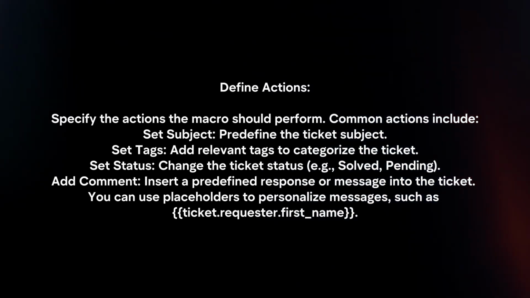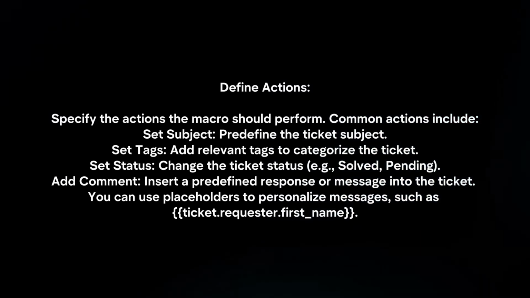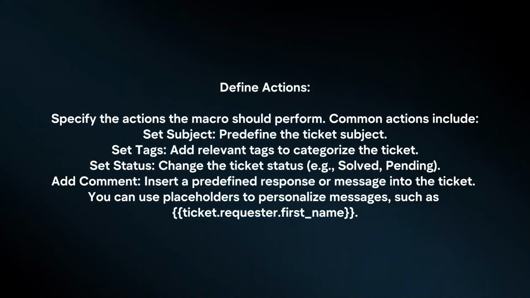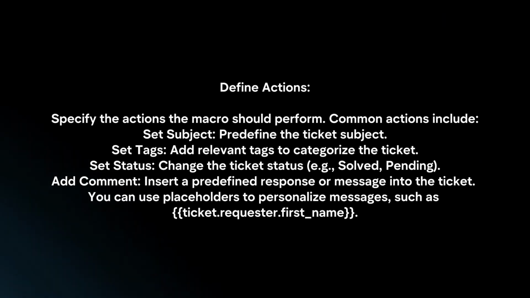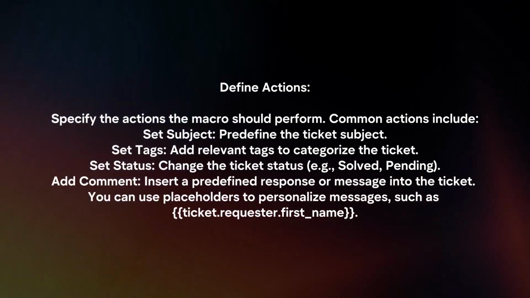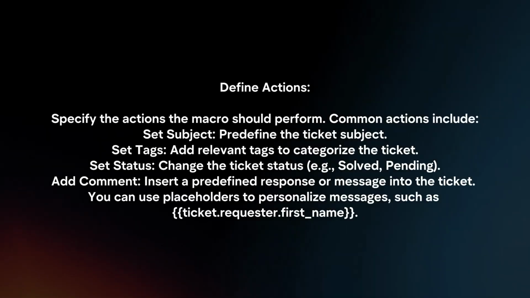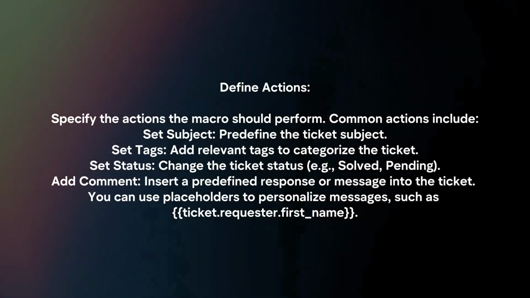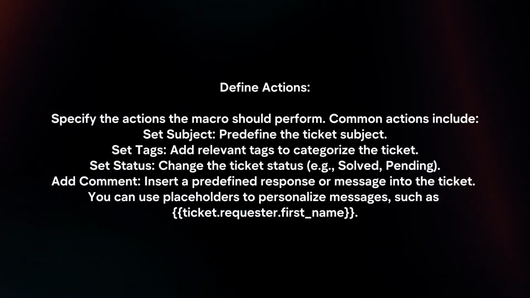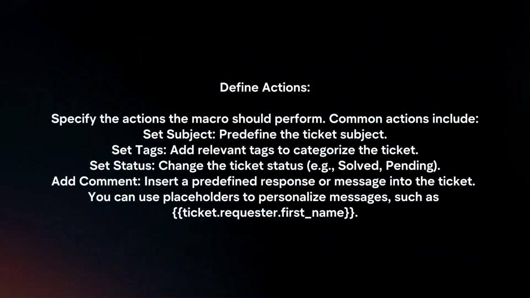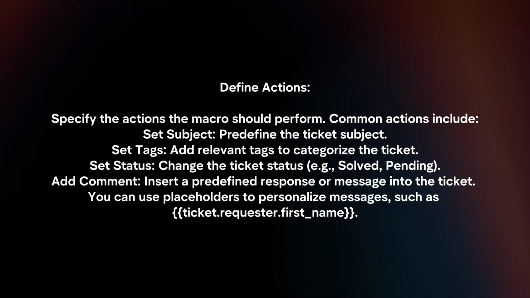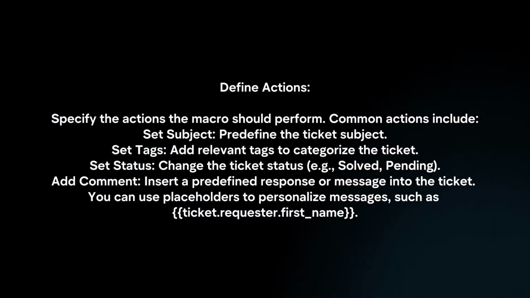Define actions. Specify the actions the macro should perform. Common actions include set subject, predefine the ticket subject; set tags, add relevant text to categorize the ticket; set status, change the ticket status; add comment, insert a predefined response or message into the ticket. You can use placeholders to personalize messages, such as this.